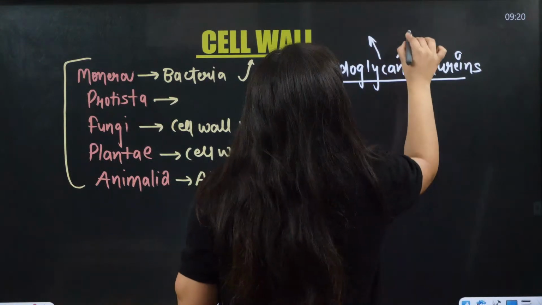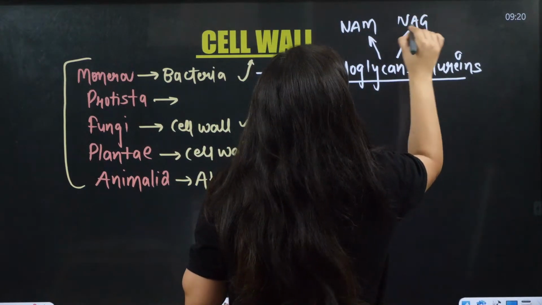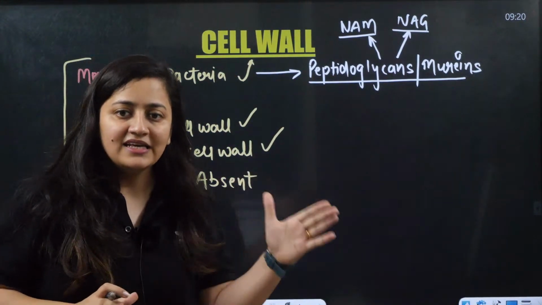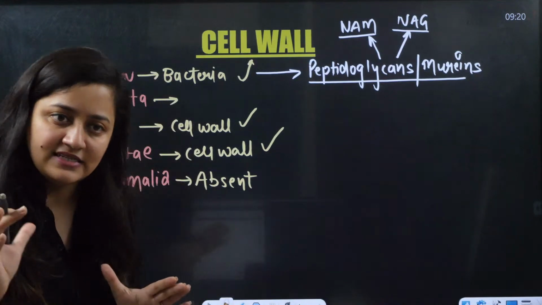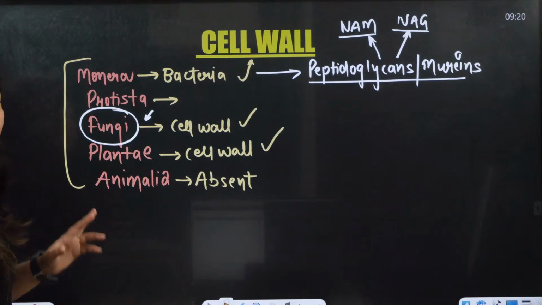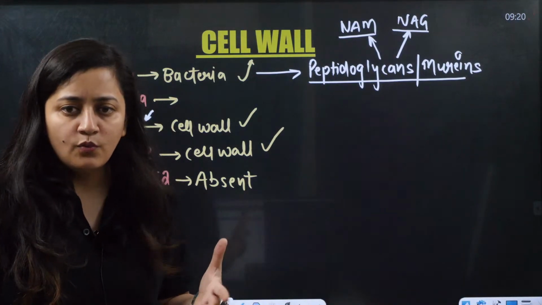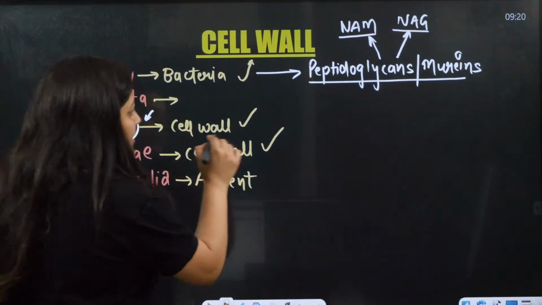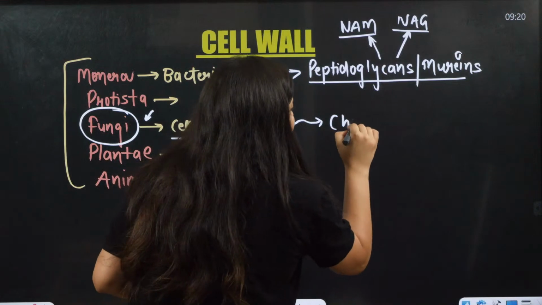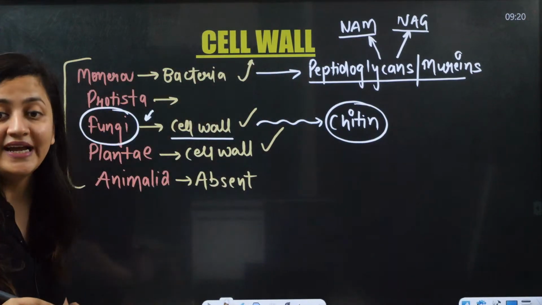When it comes to the peptidoglycans, we have NAM and NAG. We have N-acetyl-muramic acid, we have N-acetyl-glucosamine. Now, when it comes to the fungus, can you tell me what do you have in the fungi cell wall? Yes, anyone? What do we have in the fungi cell wall? When we talk about the fungus, in the fungi cell wall, we have chitin.